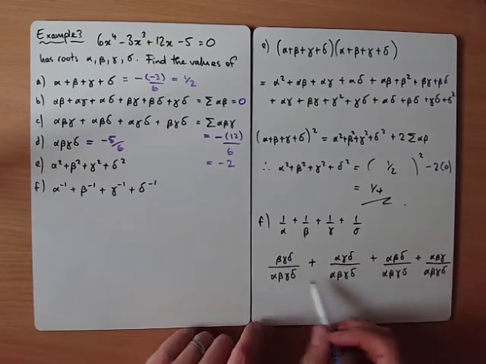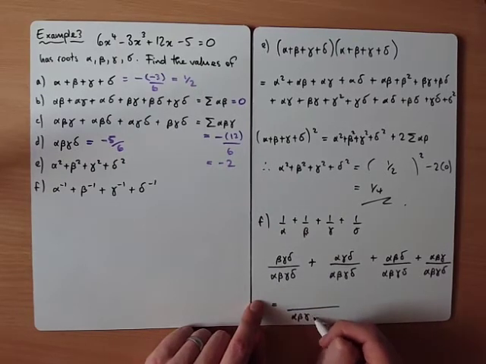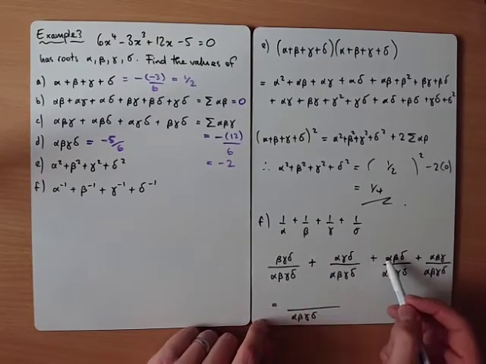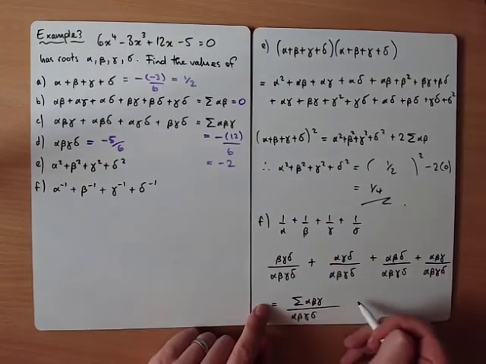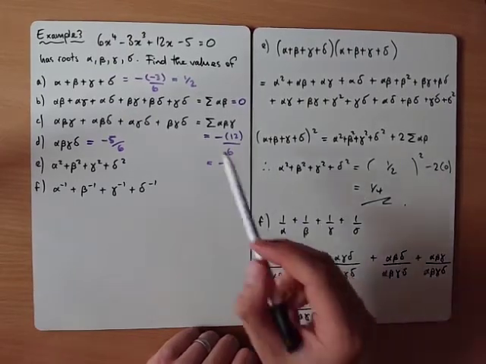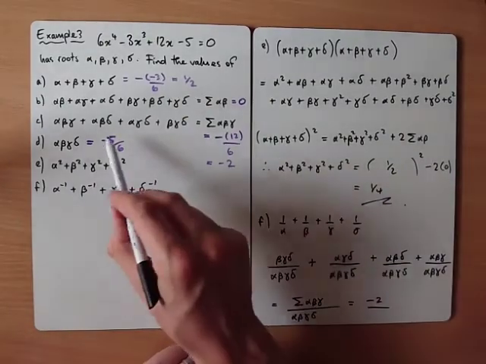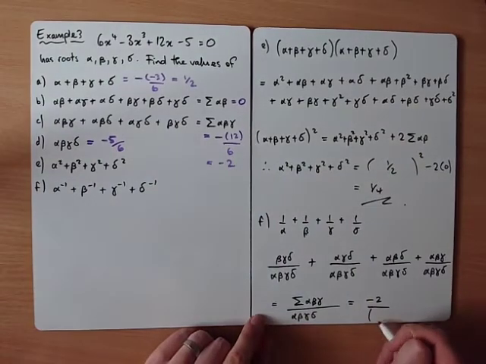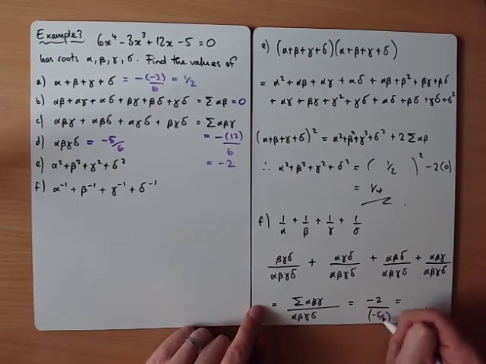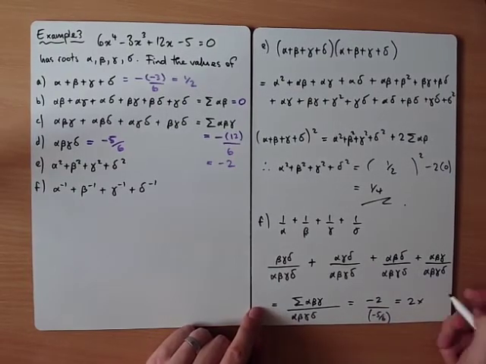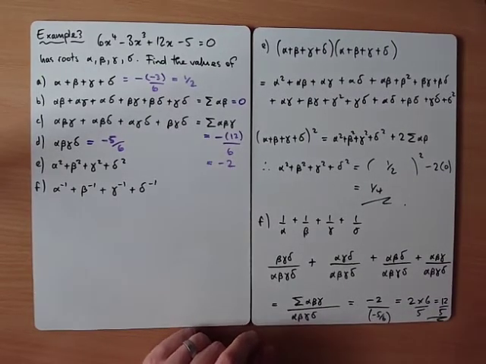And see what happens when we add these now. So as soon as we've got a common denominator, we'd get alpha, beta, gamma, delta on the bottom. And the top would be all of these added together, which is the sum of the triples. Okay, and the sum of the triples we know was minus 2. And the product of the roots is minus 5 over 6. Again, if you divide them by a fraction, flip and multiply. So a minus and a minus becomes a plus. So that'd be 2 times by 6 over 5. Also known as 12 over 5.